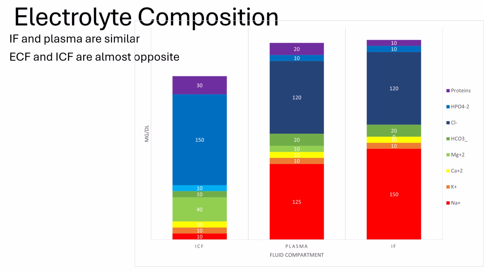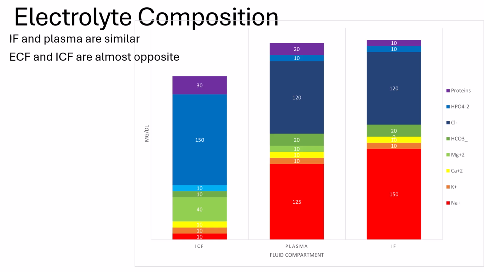Plasma also contains more proteins than interstitial fluid, mainly albumin, which helps create that oncotic pressure to pull water back into the bloodstream. You can also see the bicarbonate levels are similar in plasma and interstitial fluids, and that reflects their shared role in buffering blood pH.